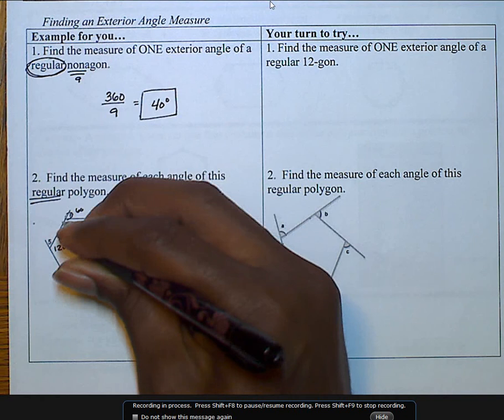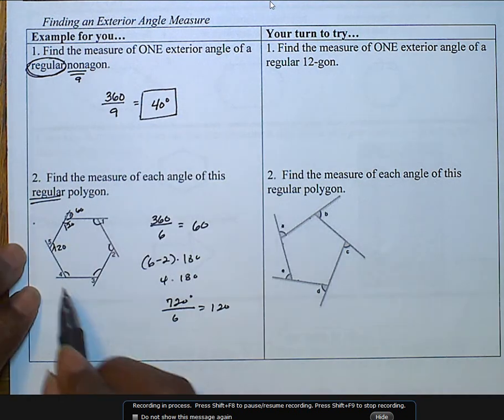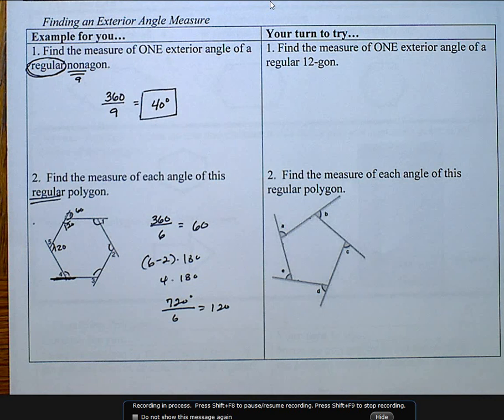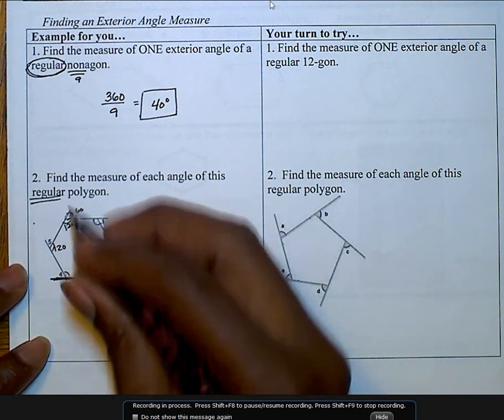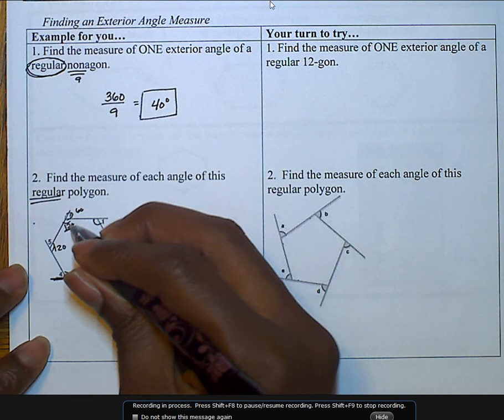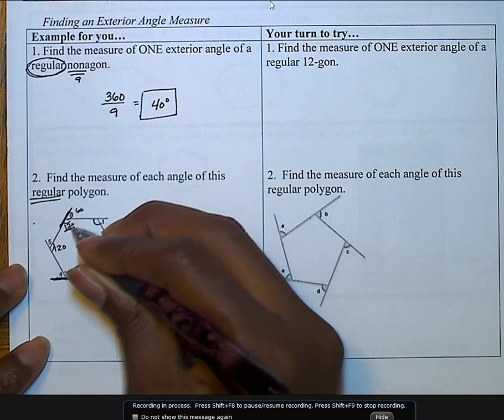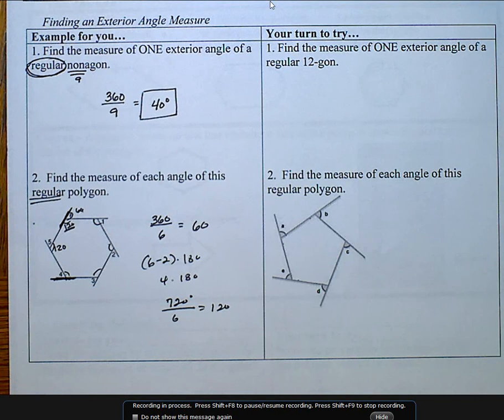Now I want you to notice that this interior angle and this exterior angle make a straight line. A straight line always equals 180 degrees. So since this is 120, its exterior angle, its linear pair, the supplement, should be 60: 180 minus 120. So there are a couple different ways to figure that out. You can pause it and look at these last examples and then see if you got it right.